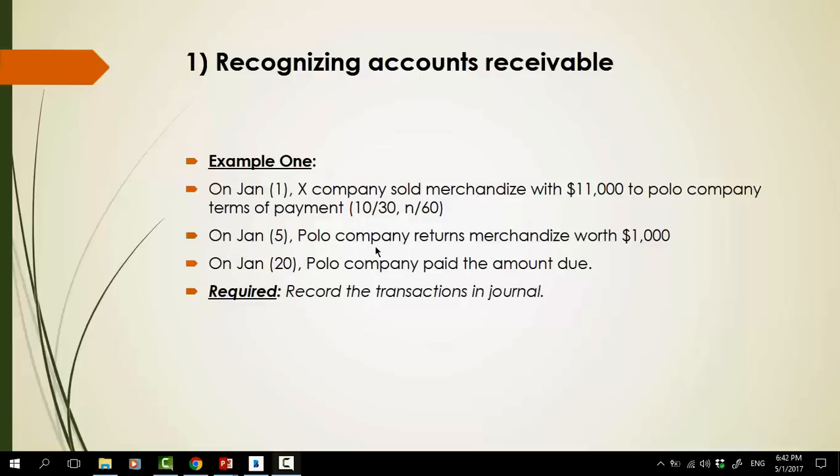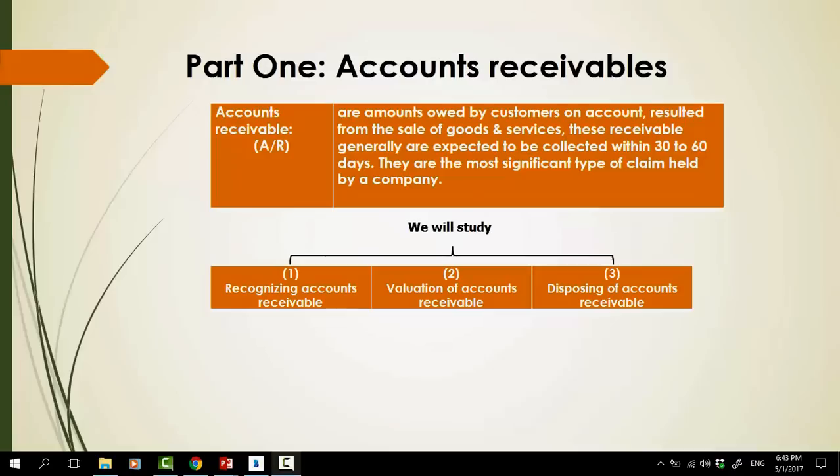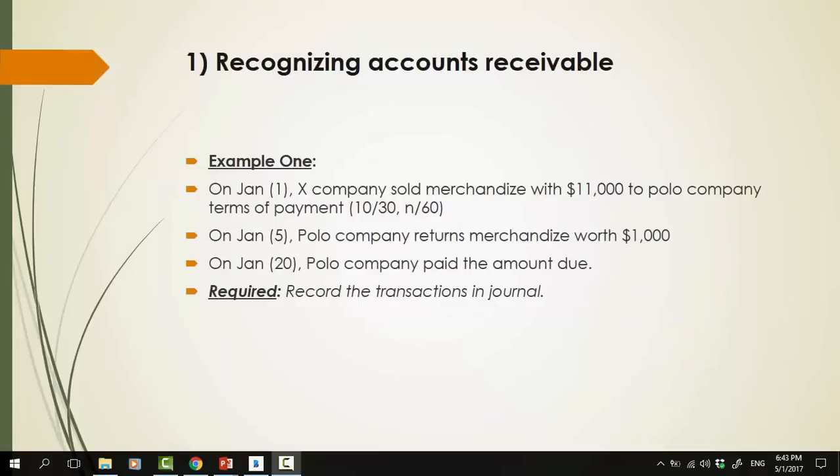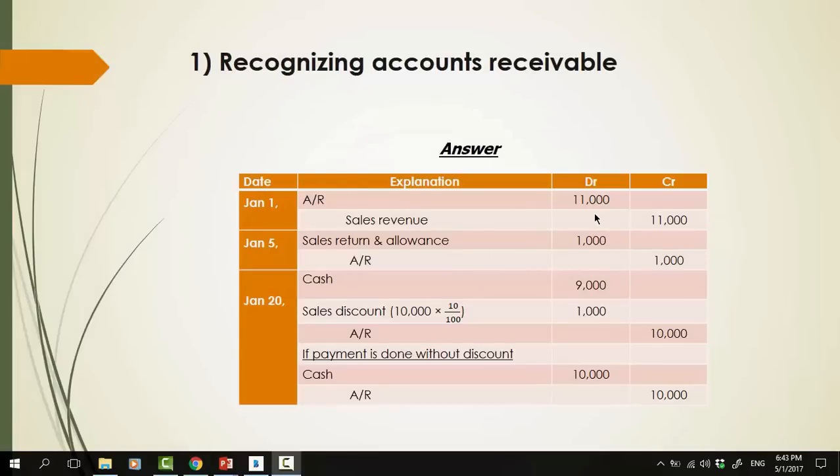On January 5th, Polo company returned merchandise worth $1,000. Then the amount of the accounts receivable will be decreased. On January 20, Polo company paid the amount due. Required: record the above transactions in the general journal. On January 1st, when we record sales, then we will record accounts receivable and sales revenue. Accounts receivable in the debit side as it is an asset, sales revenue in the credit as it's a revenue.